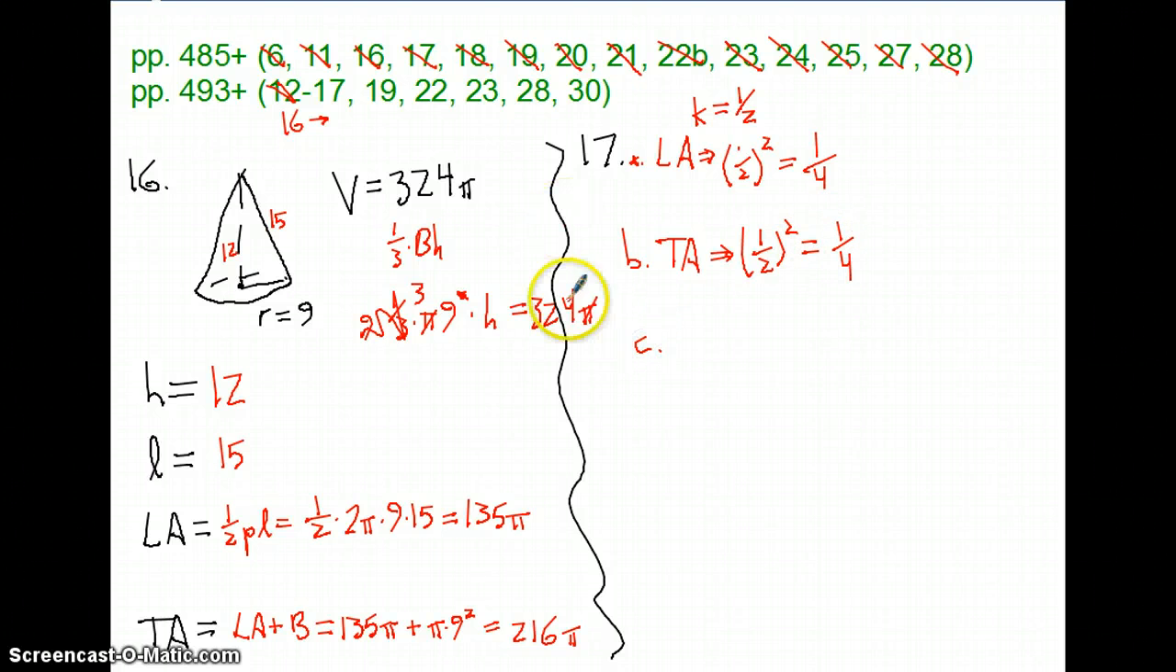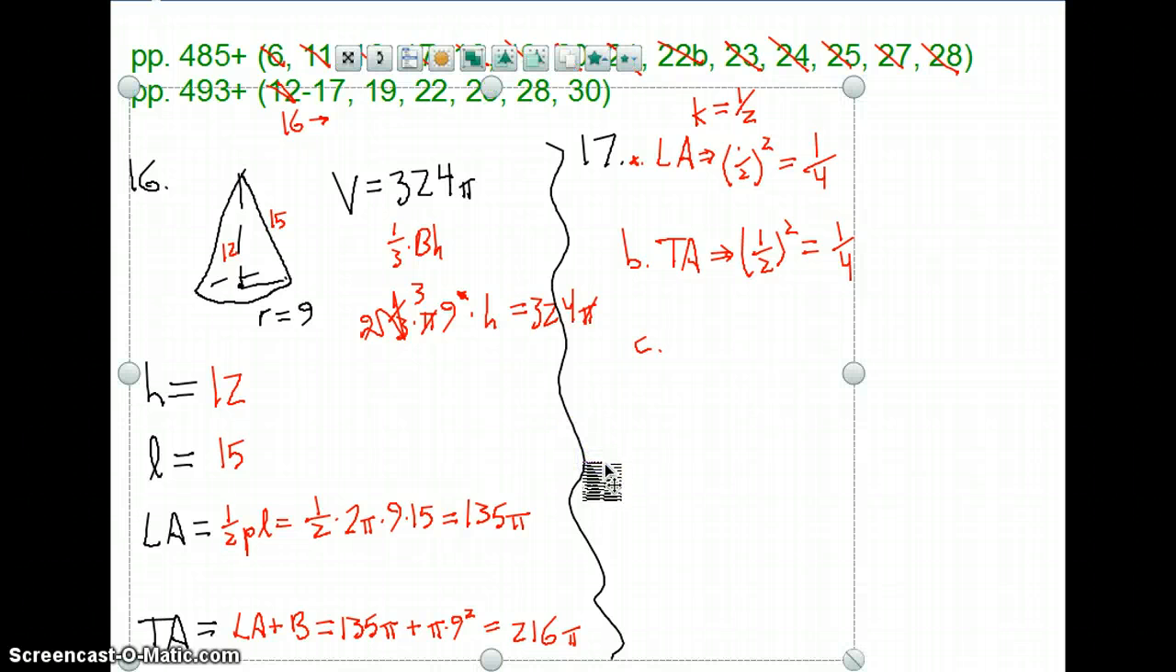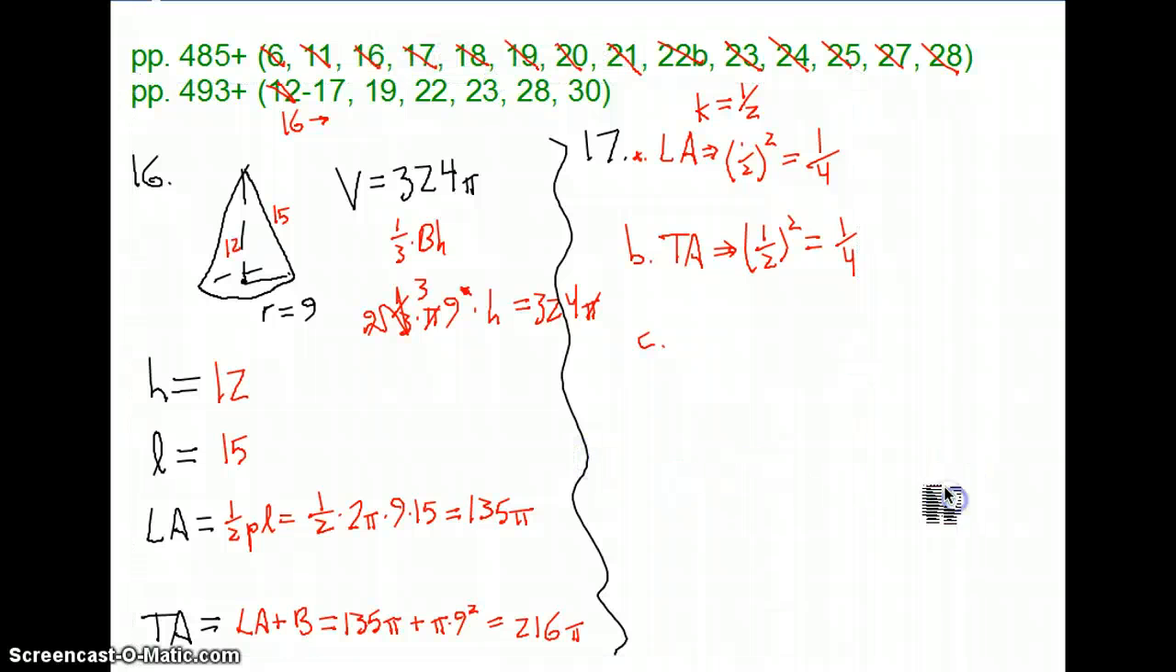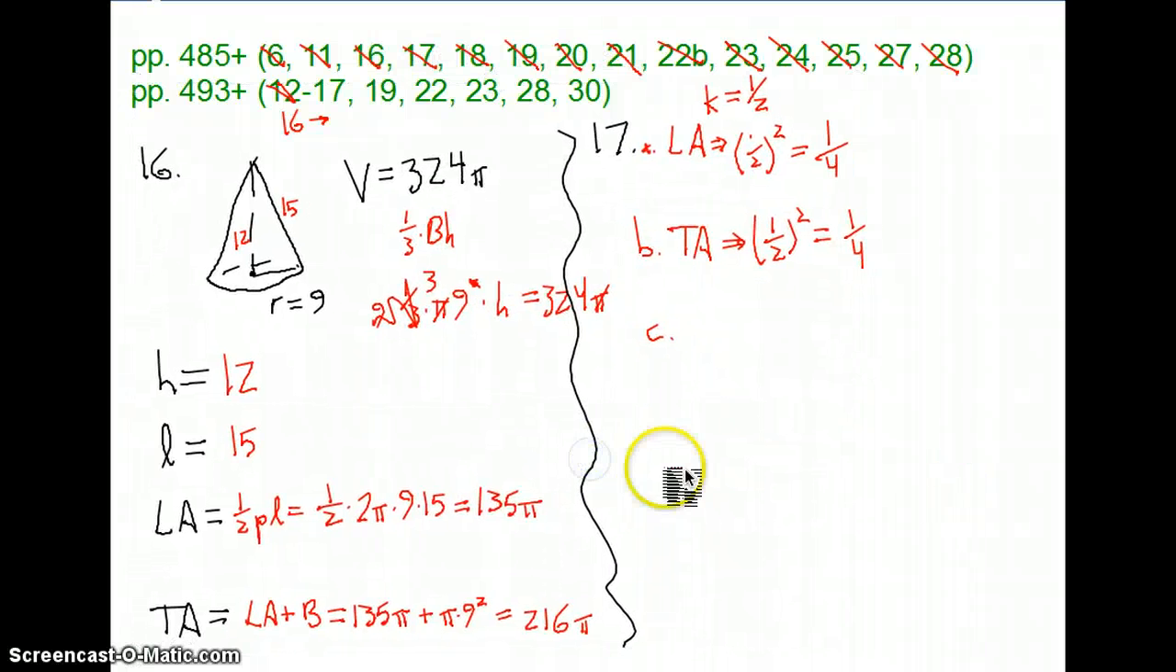And C, they want... Oh, I messed up with my line here. That's kind of funny, put a line right through the answer. Can I just grab that one thing? Well, this is dumb. I can do that. I'll show you the Promethean software. Okay, right.